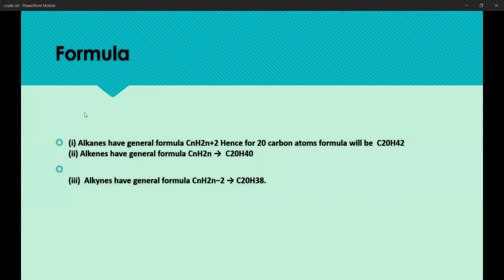So, as we learned earlier, the alkane formula is CnH2n+2. Hence, the 20 carbon atoms formula will be C20H42. We'll keep the same number of carbons for the next two examples. So alkenes have a general formula, which is CnH2n, which gives you, for the 20 carbon atom formula, C20H40. Alkynes have a general formula of CnH2n-2, which again, using the C20 formula, we end up with C20H38.